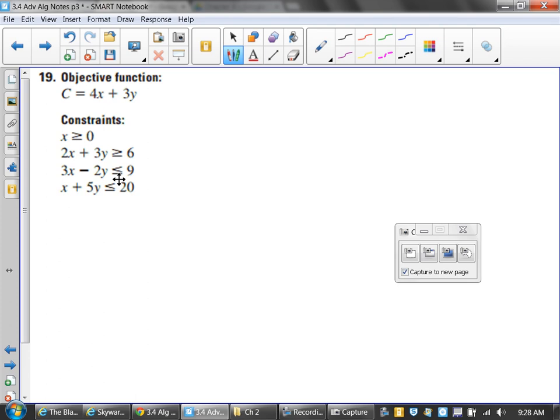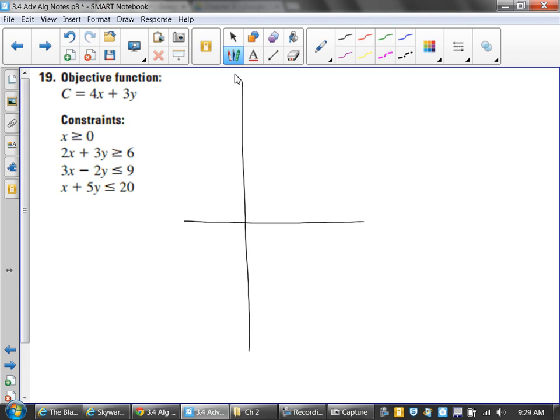All right, so x is greater than or equal to 0. Right off the bat, if x is greater than or equal to 0, you know you're either going to be in first or fourth quadrant. Do you agree? All right. So I'm just going to rough sketch. Just that, just to start.